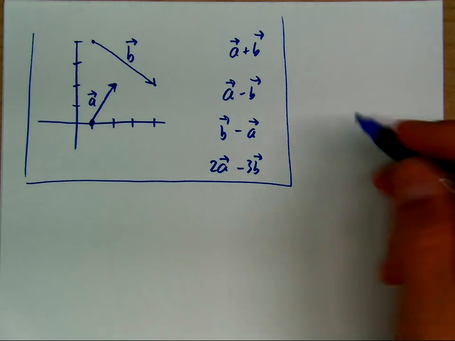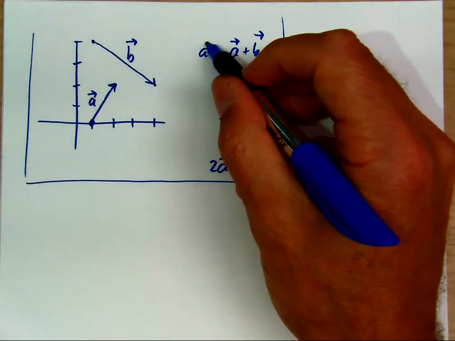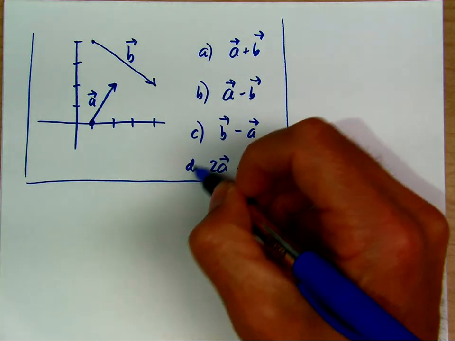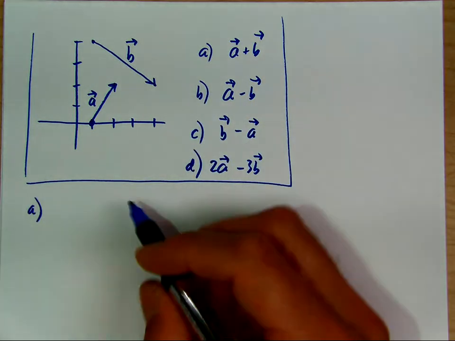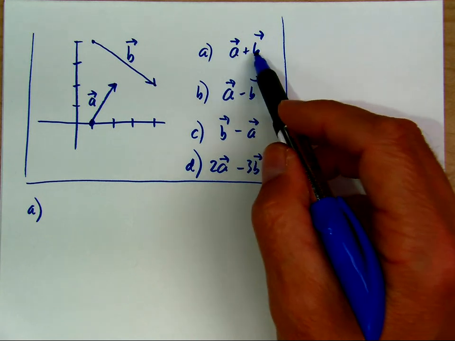All right, and we'll do it graphically and analytically. So for part A, we need to start with A and add B to the end of it.